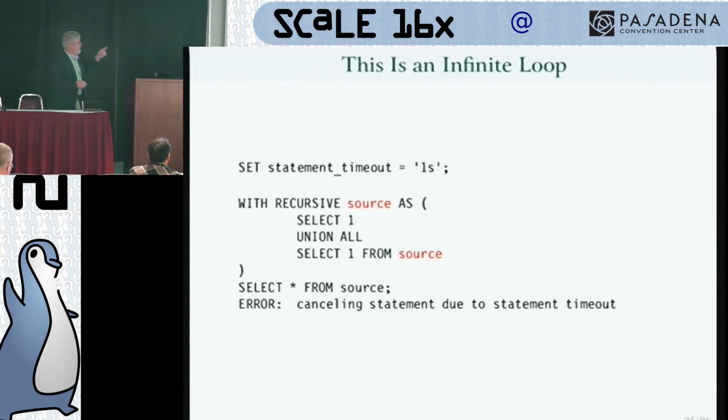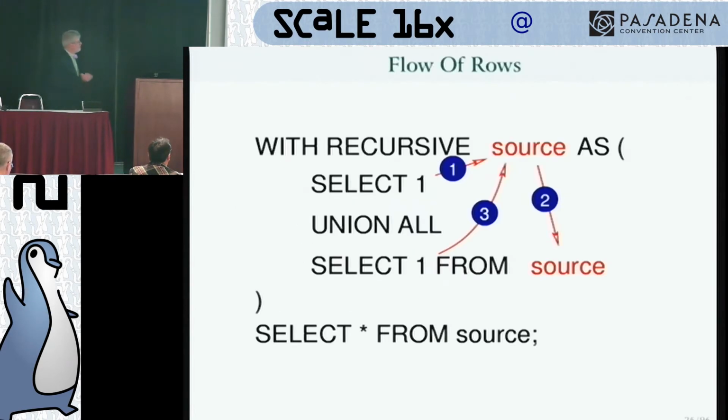So we have 1 becomes source. The second query returns 1. Another 1 goes up. All of a sudden, we're in an infinite loop. Okay? This is effectively what's happening. You select 1, it goes into source. You select from source. You have another 1. It goes up, down, around and around. I can't get out. Okay? And this is the pattern we're going to see over and over again.